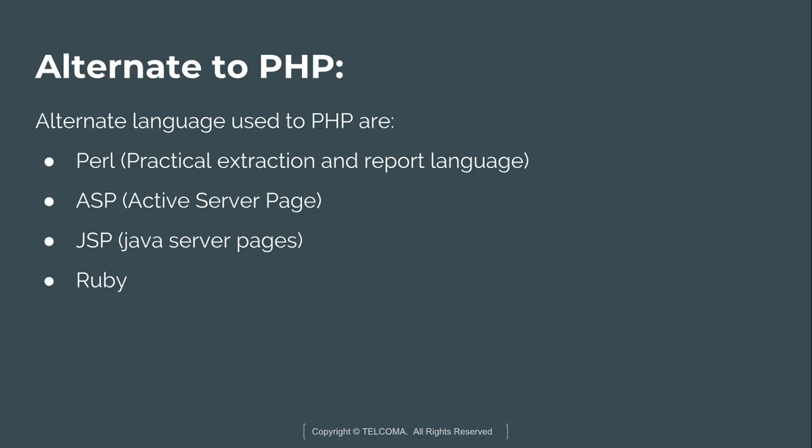Coming to the last language, that is Ruby. PHP is a scripting language, we know that, but Rails is a web development framework. Rails is a web development framework which is based upon the scripting language Ruby. Ruby on Rails is used to develop different websites similar to PHP. So these are the different languages that we can use as alternatives to PHP.